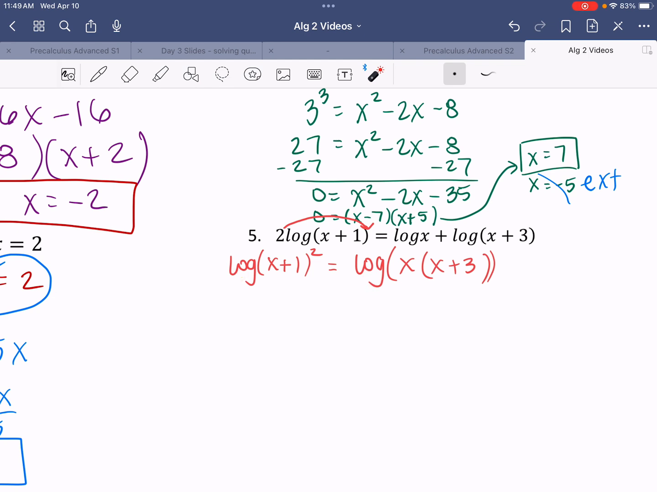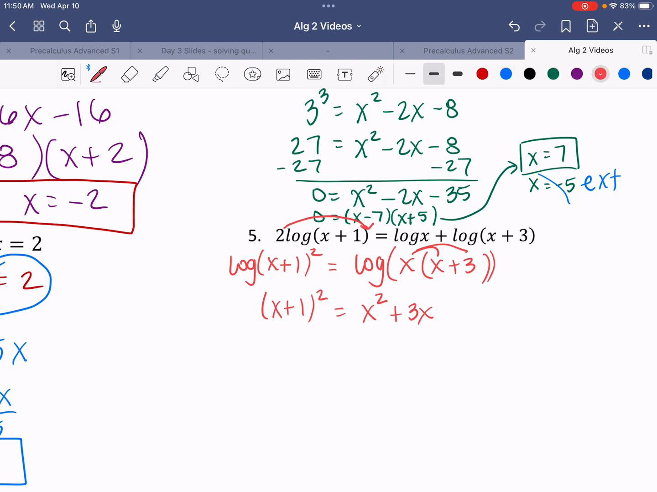So the logs are already equal. So our goal now is to just focus on the arguments. x plus 1 squared, and I'm going to go ahead and multiply this, x squared plus 3x. Set those equal to each other. And this is what we have to solve. If we can make this statement true, then I know the original will be true because the logs are the same. If the bases weren't the same, we wouldn't be able to work through this the same way. It's not something we're going to do in Algebra 2. The bases will be the same.